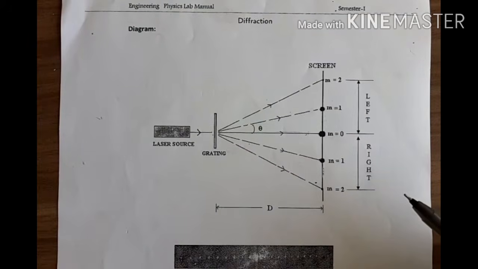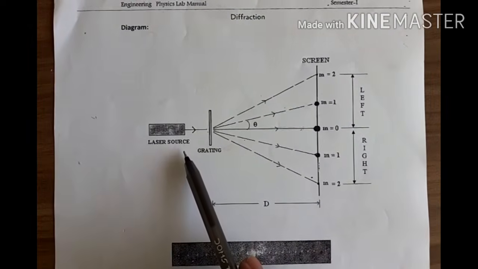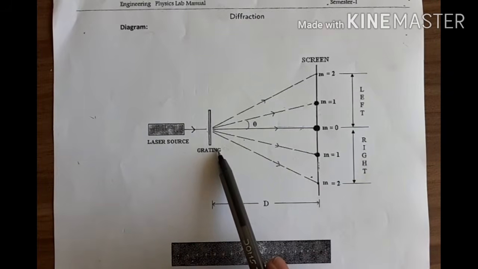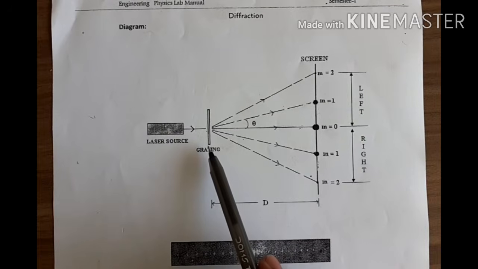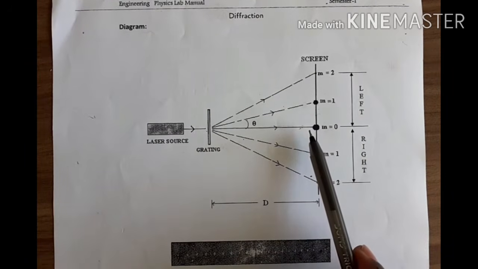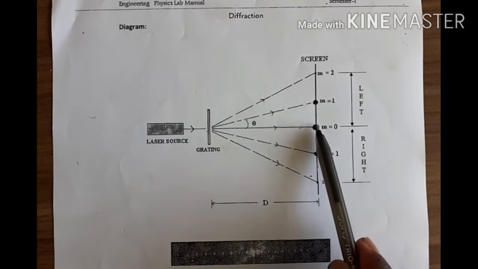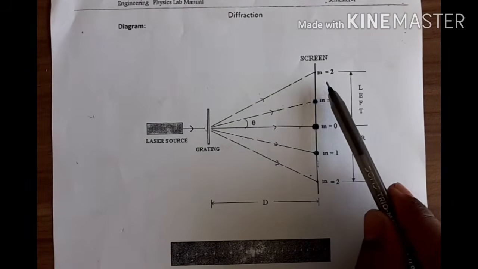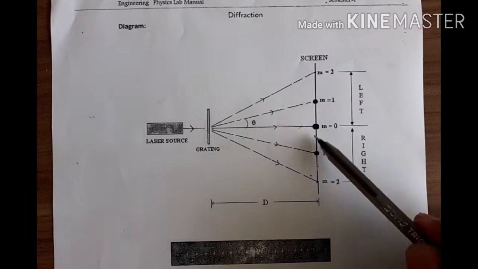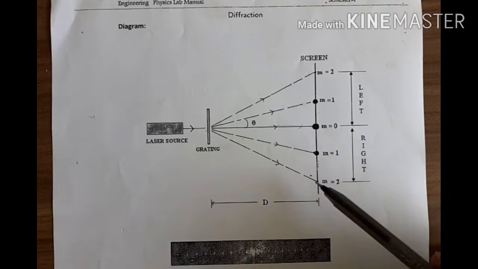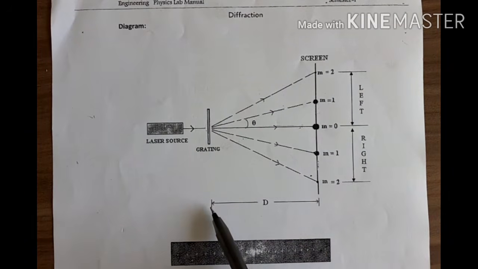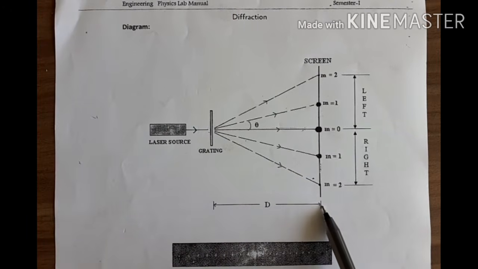This is the schematic diagram of this diffraction. Here we have a laser source. This is the diffraction grating. When light passes through this diffraction grating, the bending of light takes place. This is the central maxima. This is the first order, second order diffraction beam. Similarly towards the right hand side, that is the other side. And here we have this distance d, that is the distance between the diffraction grating and the screen.